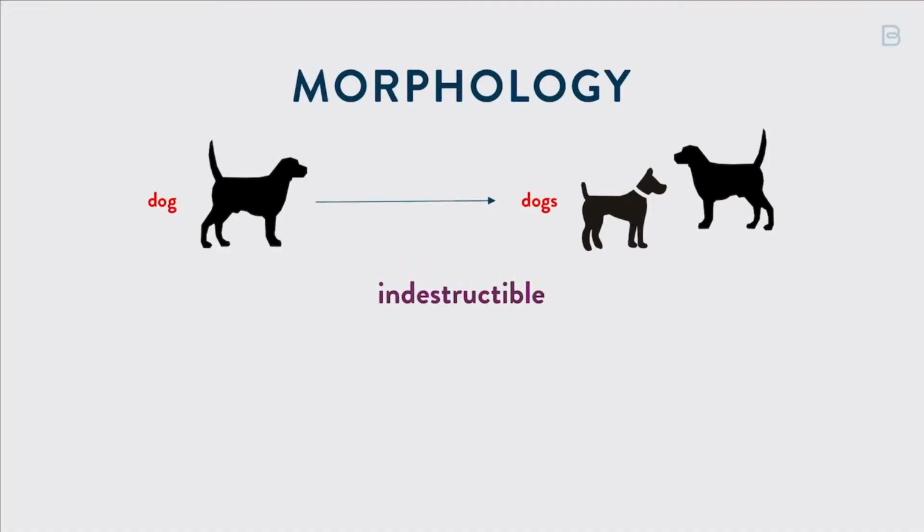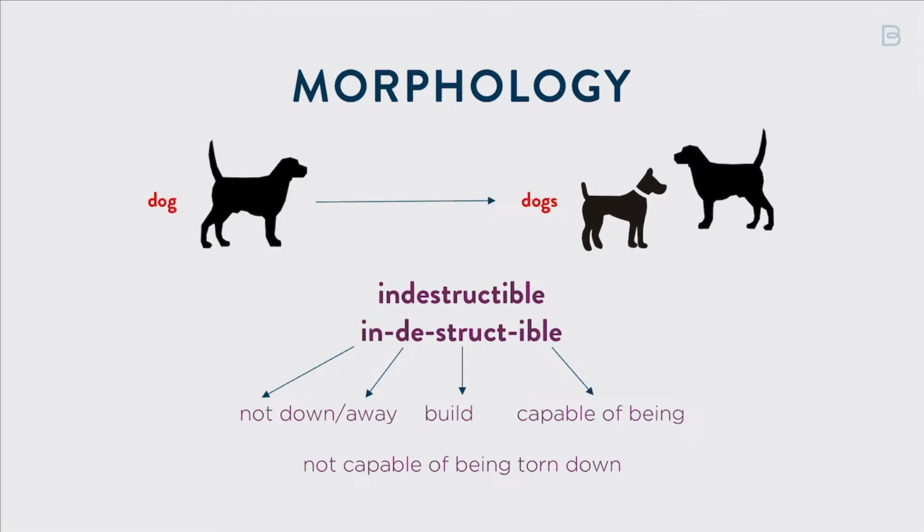So when we present a word like indestructible and we break it apart into its separate units, we teach students that in means not. D means down or away. Struct means to build, and able means capable of being. So the word indestructible means not capable of being torn down.